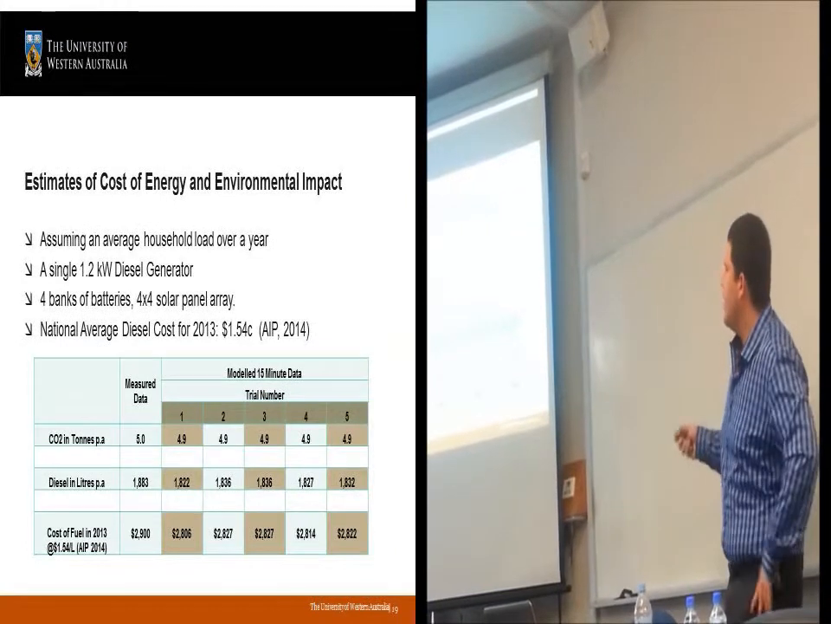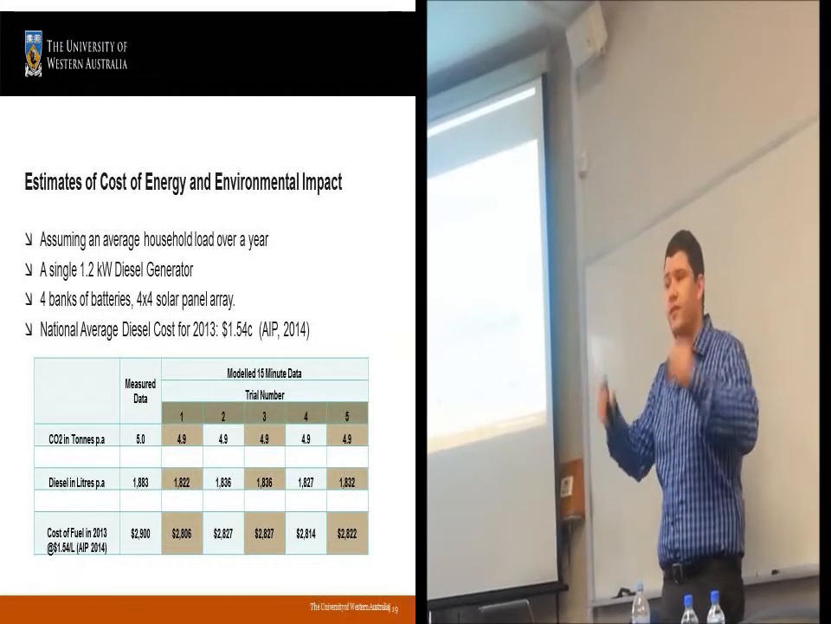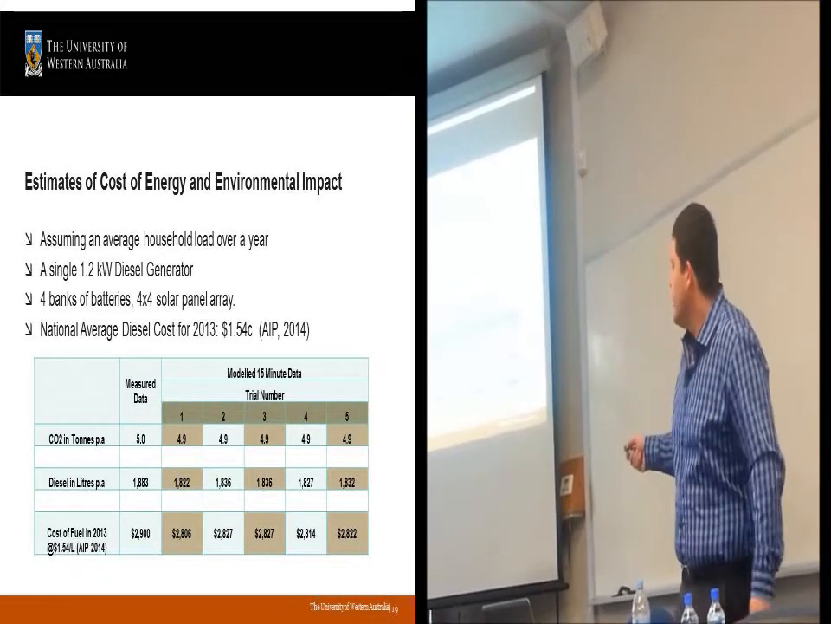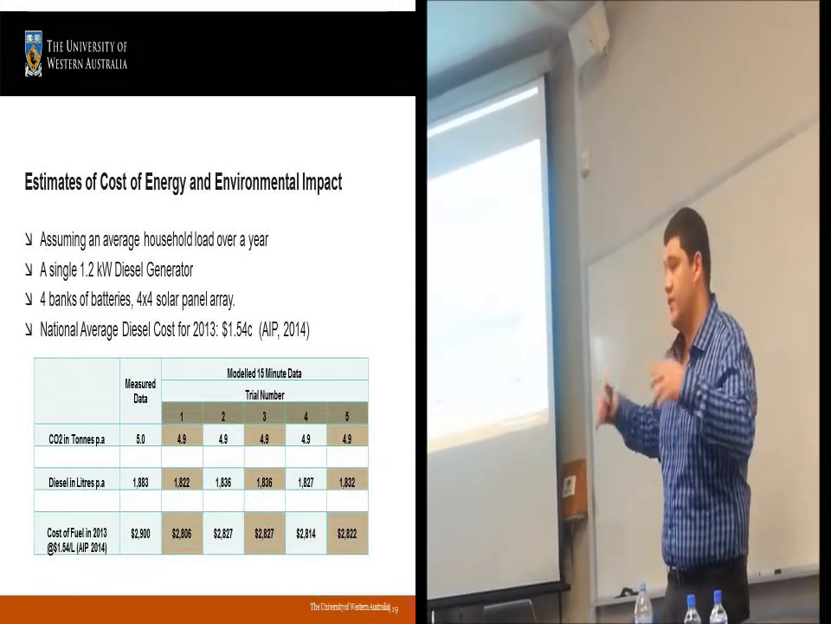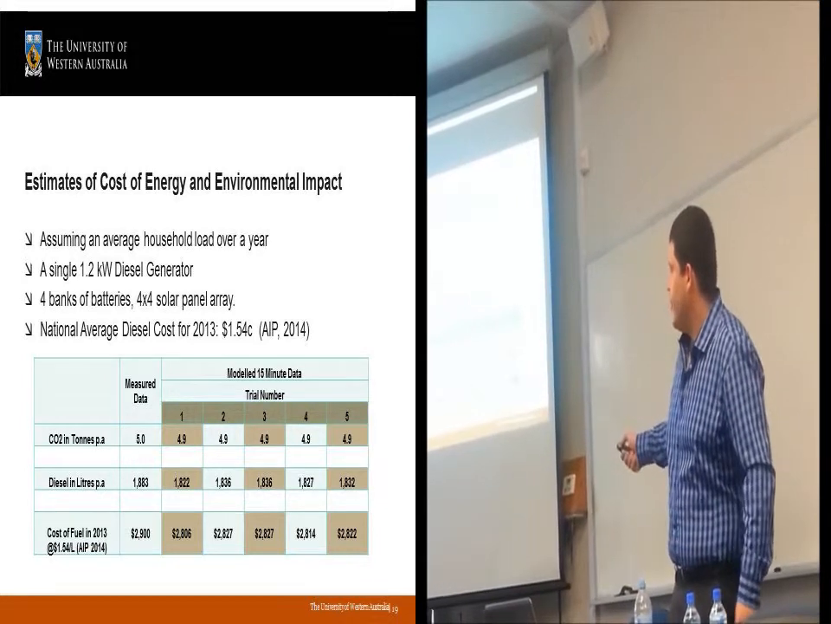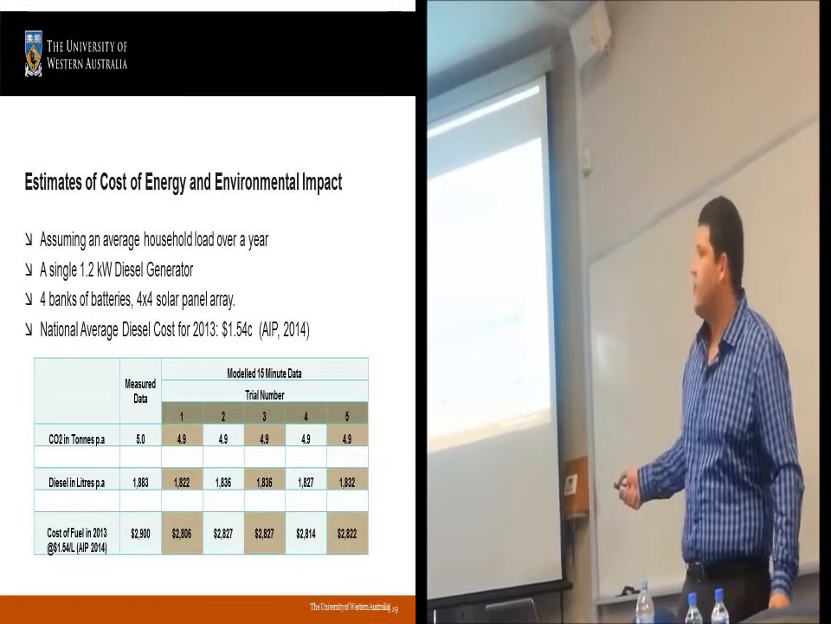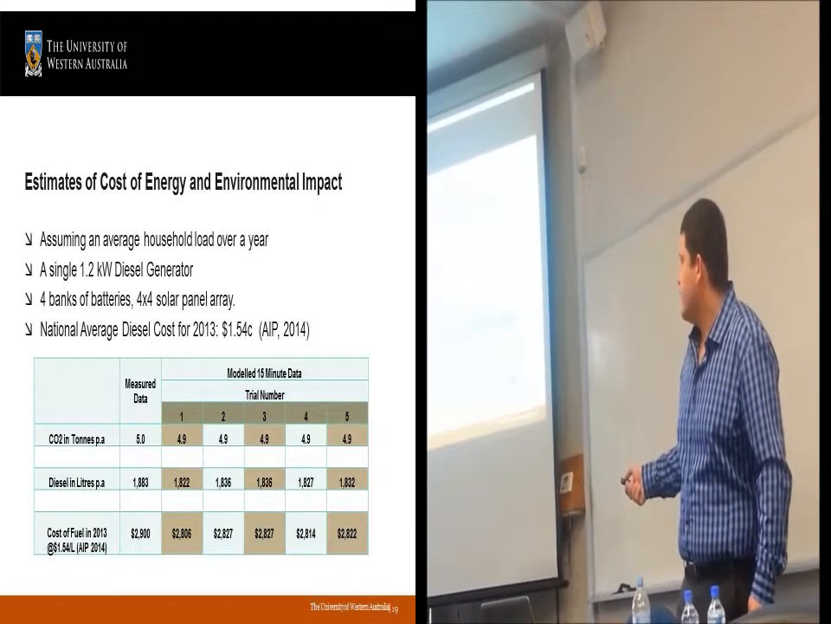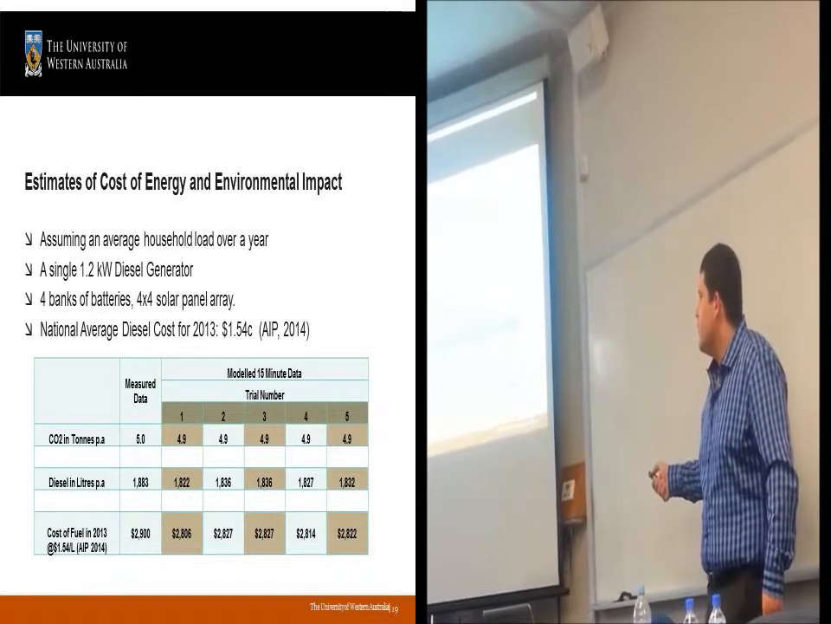Okay, so estimates of cost of energy. Once we've got these 365 days of 15-minute simulated irradiance, we can input that further into the model, and that will optimize the rest of the setup, so the solar panels, etc. And so our model output for a 1.2 kilowatt diesel generator with 4 banks of batteries, utilizing a diesel cost of 1.54.